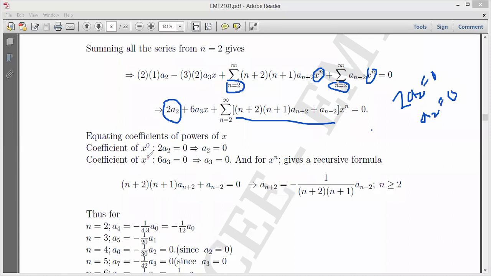Then from x to the 0, we go to x to the power 1. What is x to the power 1? X to the power 1 will be this one here. For x to the power 1, we have 6a3. But what do we have on the right-hand side? On the right-hand side, again, we have 0.